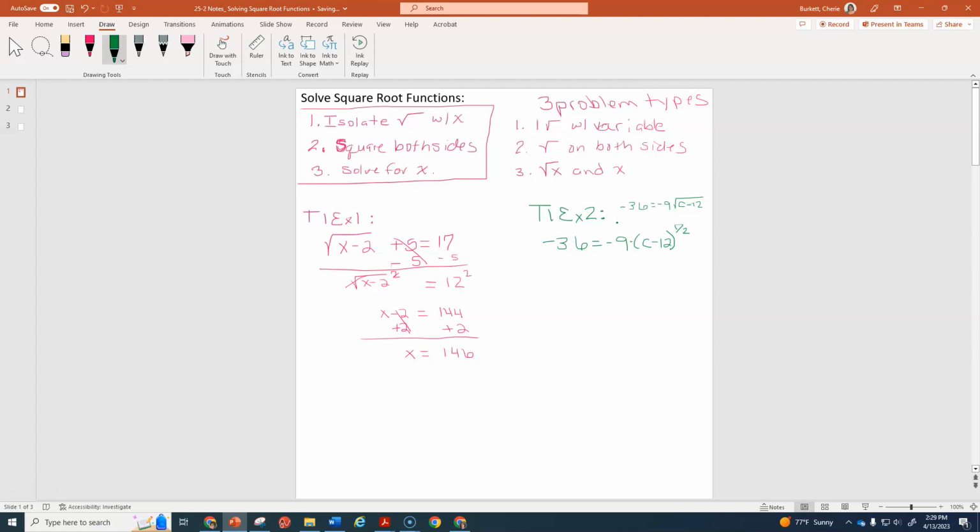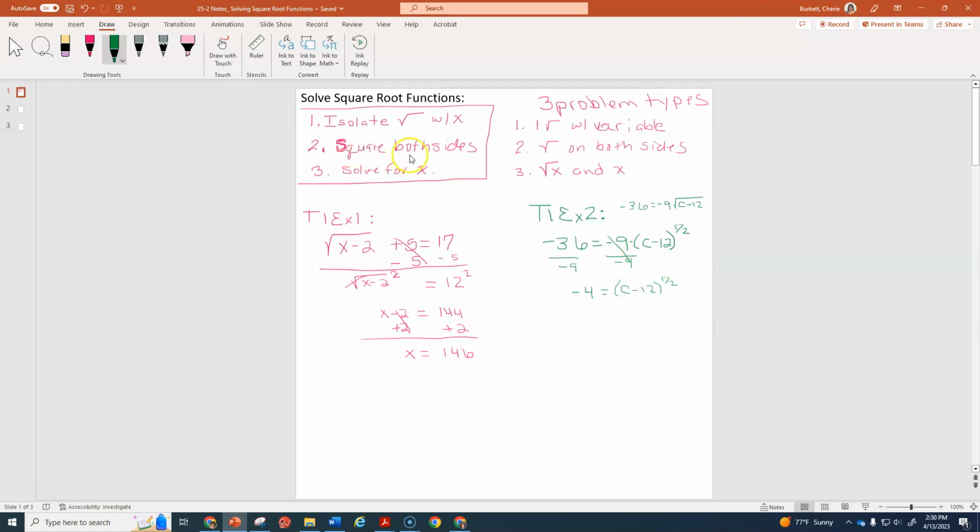So how are we going to get rid of the negative 9? We're going to divide by negative 9, because the operation right there is multiplication. So we're going to divide both sides by negative 9. That's going to leave the c minus 12 raised to the 1/2 isolated, and then negative 36 divided by negative 9 is negative 4. So we now have the radical isolated, and if you want to rewrite it as a square root and solve it that way, that's perfectly fine. I'm just continuing to work this because I want you to be okay with it either way.